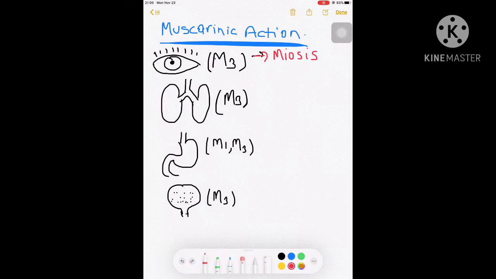and it also causes contraction of the ciliary muscle, thus causing accommodation for near vision. This contraction of the ciliary muscle also causes reduction of intraocular pressure, especially in those patients that have glaucoma.